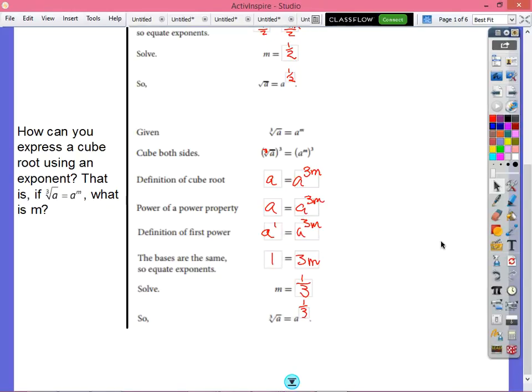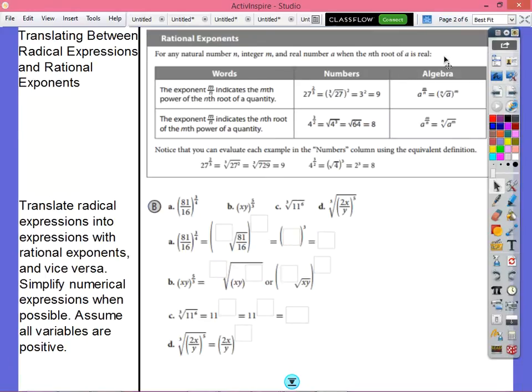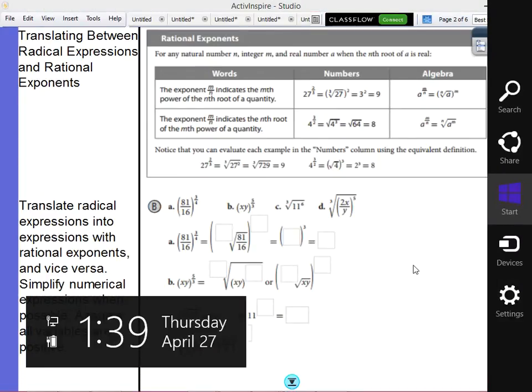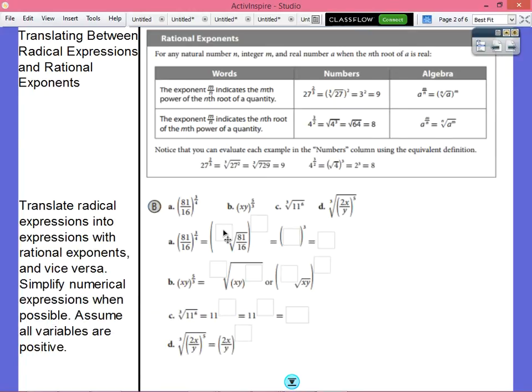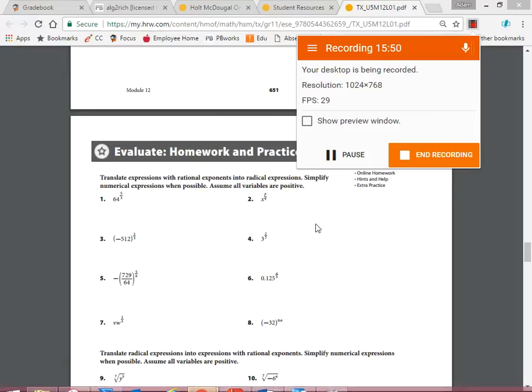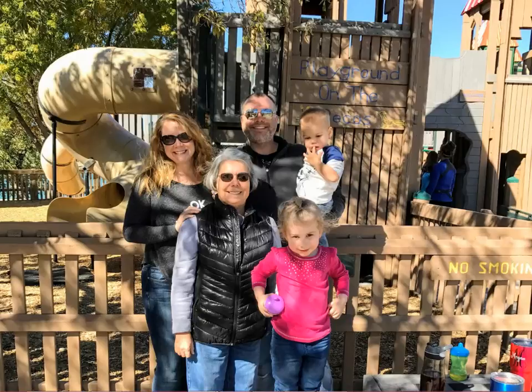Let's go ahead and look at the next part, where we want to be able to translate between radical expressions and rational exponents. I'm going to give you a few moments. I'd like you to take a few moments to read this first part, the part here in the middle. Let's pause so you can read that, and then we'll look here where we actually get to fill in some information on part B of the next part.